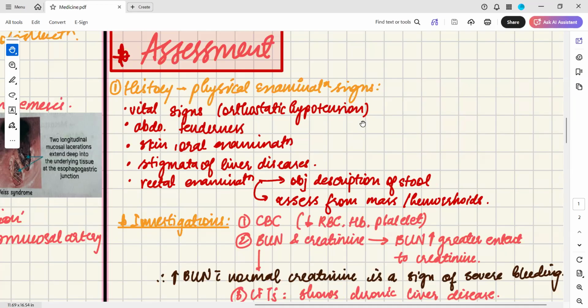In upper GI bleeding, there are various scores that assess whether the patient needs to be hospitalized, whether the patient needs any urgent endoscopic therapy, or what the mortality rate is in these patients.